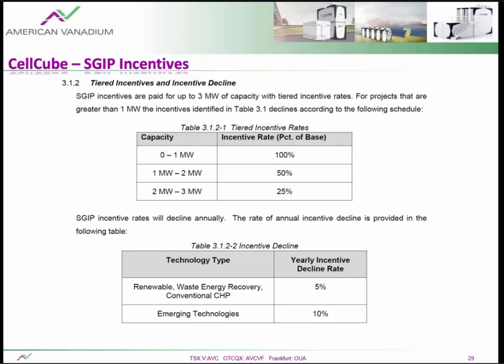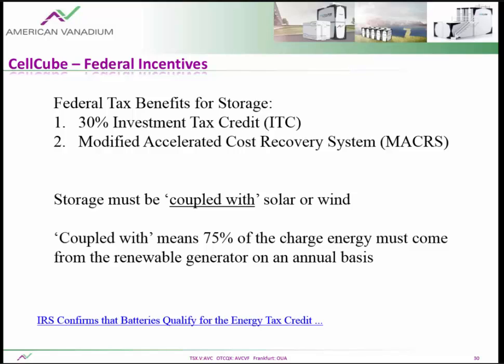The table at the bottom shows that the incentives decrease per year. For the emerging technologies at the bottom, which includes energy storage, they reduce at 10% per year. This is a first-come, first-serve program. It's expected to diminish over time as the costs of storage drop. If you go to the next slide, I'll briefly describe some of the federal incentives which apply on top of the state incentives.